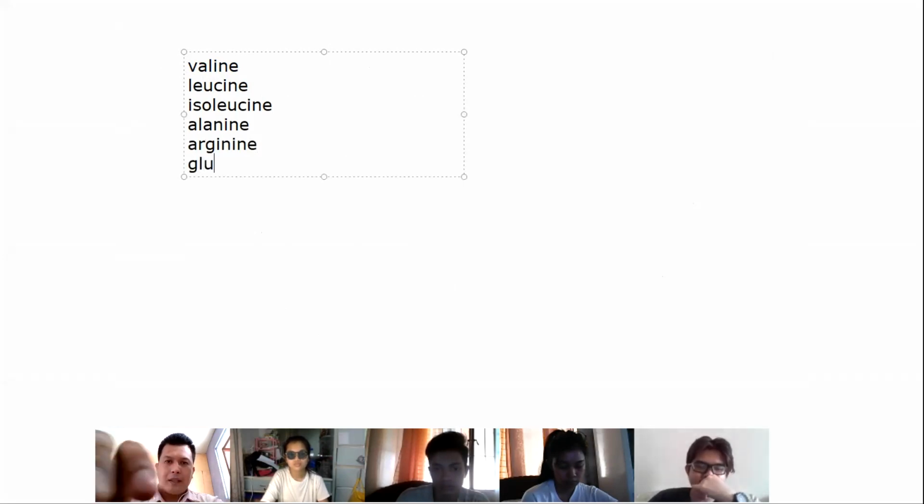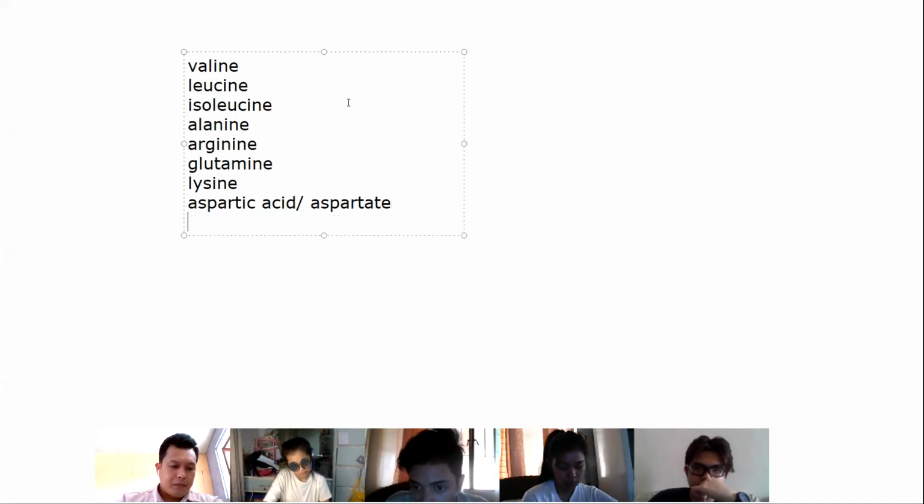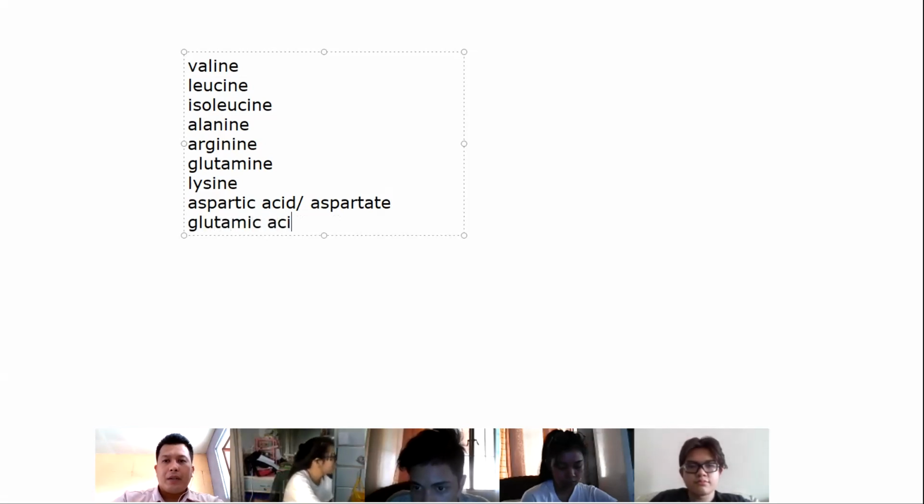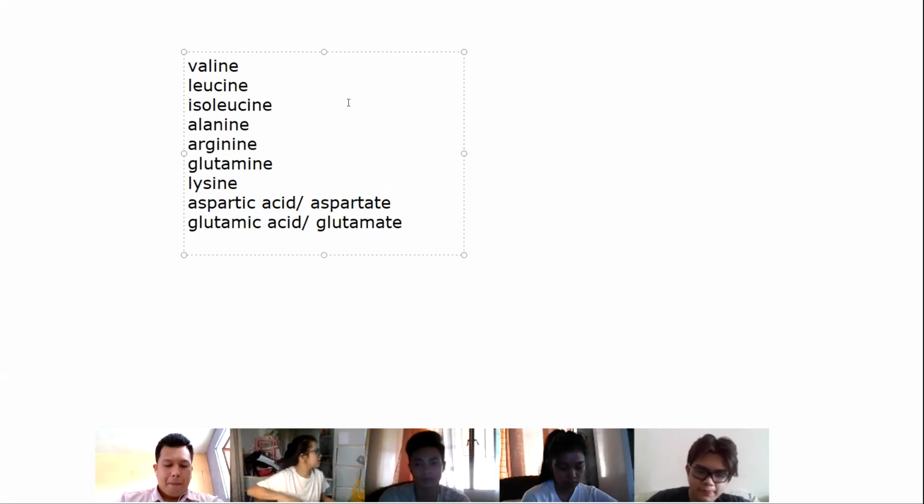glutamine, lysine, aspartic acid, also known as aspartate, glutamic acid, also known as glutamate. Then we have proline, cysteine.